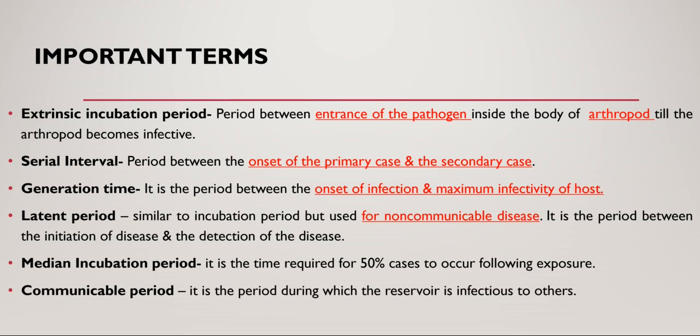Second is serial interval. It is the period between onset of primary case and appearance of the secondary case. Third one is generation time. It is the period between the onset of infection and maximum infectivity of host. Fourth is latent period. It is similar to incubation period, but it is used for non-communicable diseases. It is the period between the initiation of disease and detection of the disease.